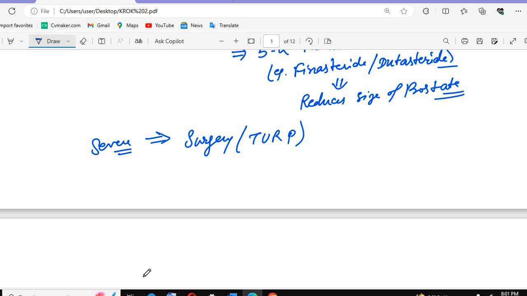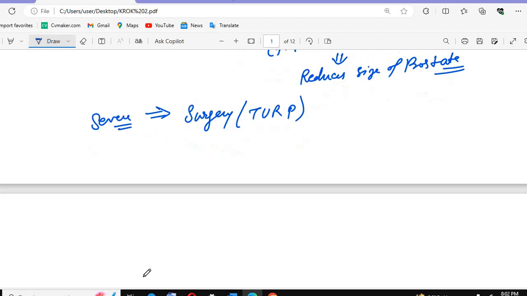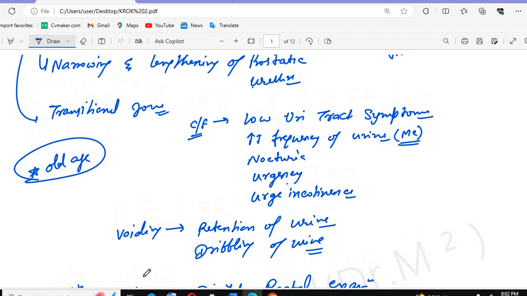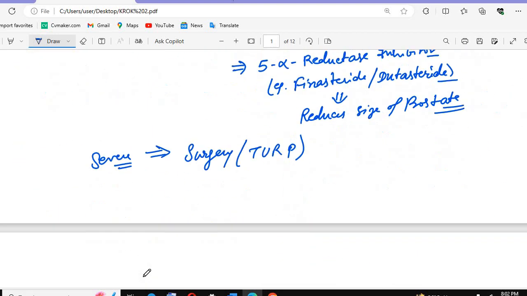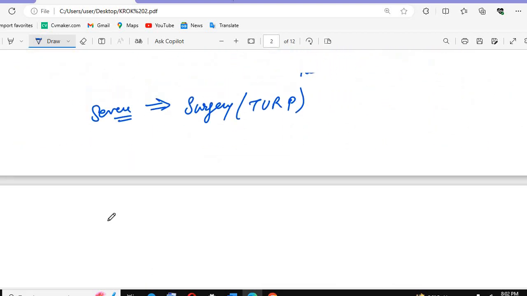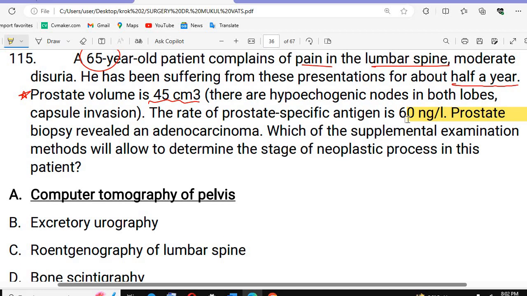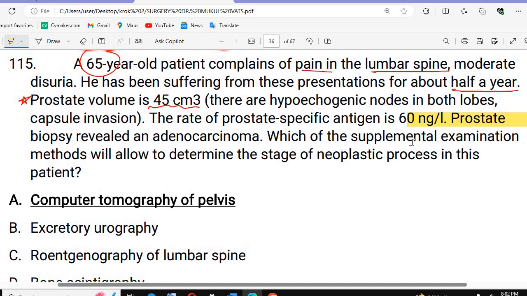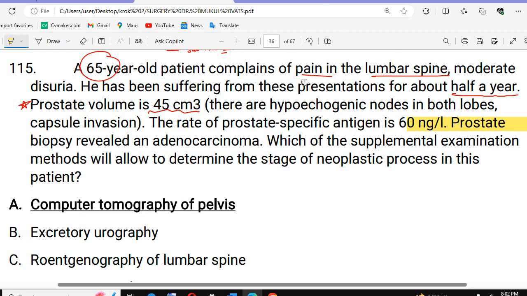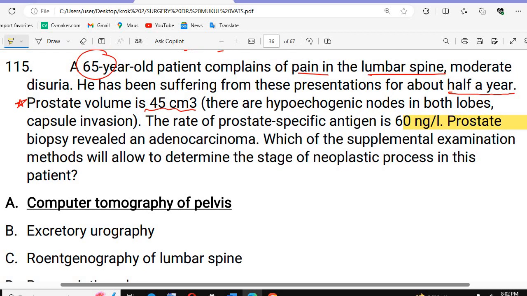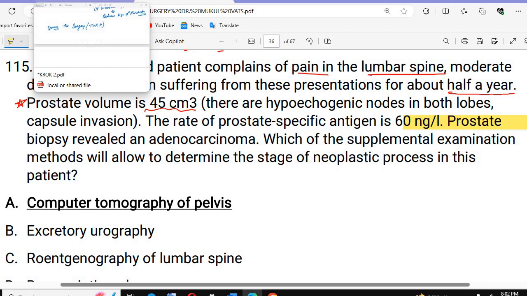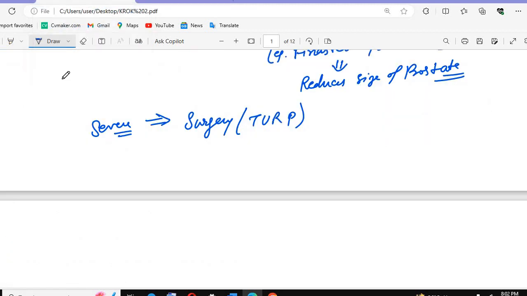Okay, so this is about benign prostatic hyperplasia, but here the question was not just about benign prostatic hyperplasia, it was about prostate carcinoma, because we can see that this patient has a prostate specific antigen of 60 nanograms, which crosses into advanced prostate carcinoma. That's why this is undergoing carcinoma. So let's discuss the carcinoma also.